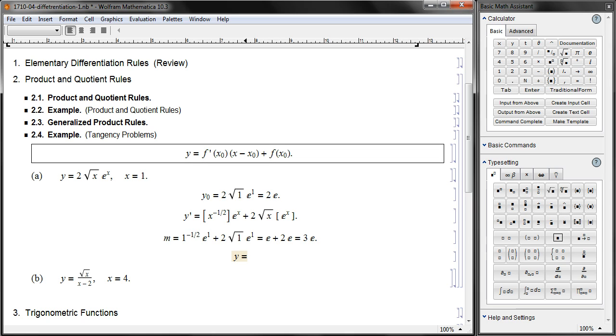Putting these together, we get the point-slope equation of the line. y equals 3e(x minus 1) plus 2e. That's the point-slope equation. The slope is 3e and the point is (1, 2e). We got y0 here in step 1, and in step 3 we got m. That's how you do it.